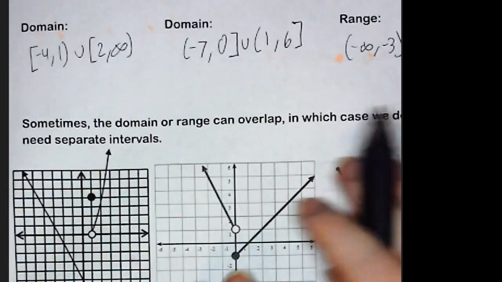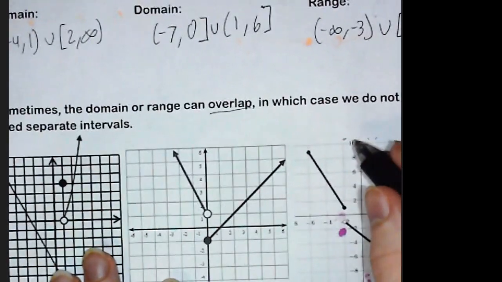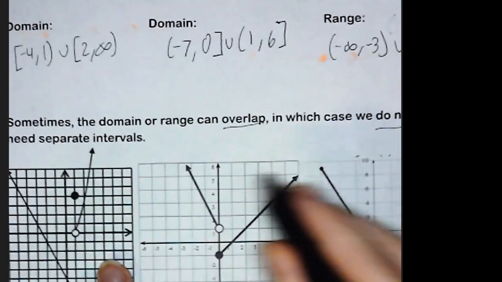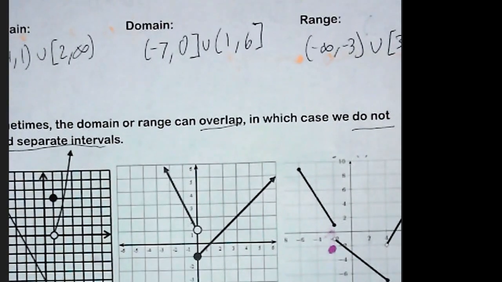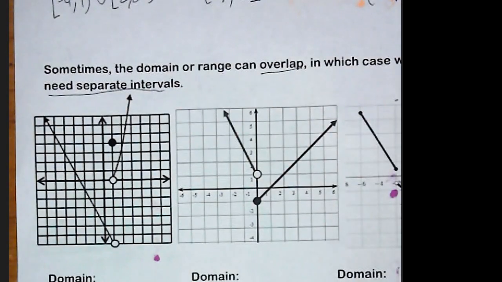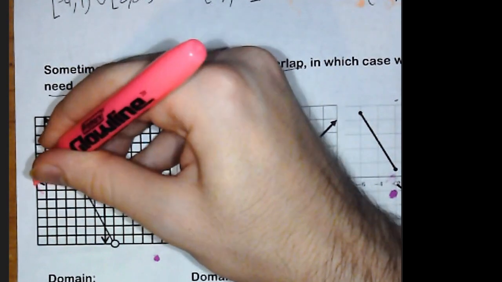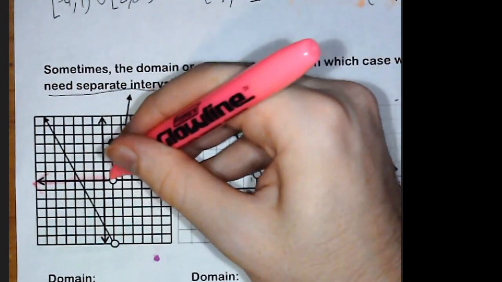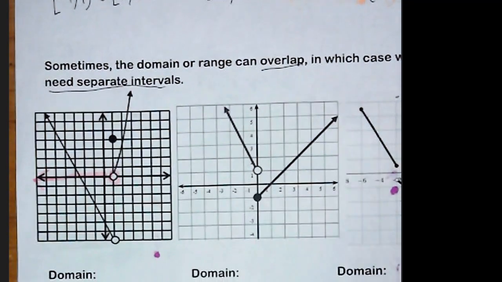Alright, let's move on to these. So sometimes the domain and range can overlap, in which case we do not need separate intervals. So when the domain or range overlaps, we don't need separate intervals. So what does that look like? Well, first of all, let's do the domain of this first piece here, in this first problem. The first piece has a domain that goes from -infinity and stops at 1. Right? This is our domain here.